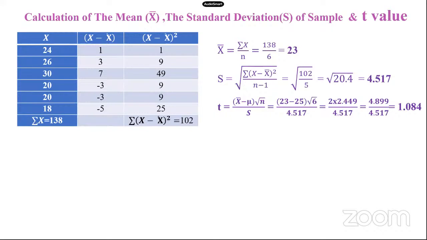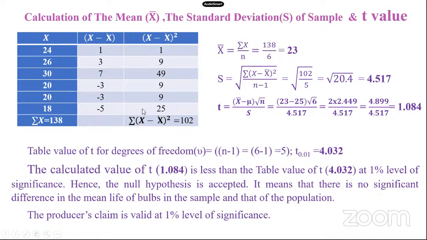and then we are going to decide whether our null hypothesis is accepted or rejected, and then we are going to interpret the meaning of the result, and we are going to infer the conclusion. Now step two. The table value of t for the degrees of freedom 5 at 0.01 level, or 1% level of significance, is already given in the problem. That is 4.032. The calculated value is 1.084 and 4.032 is the table value of t.